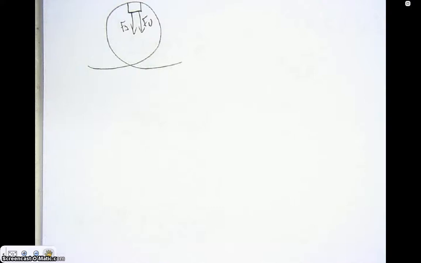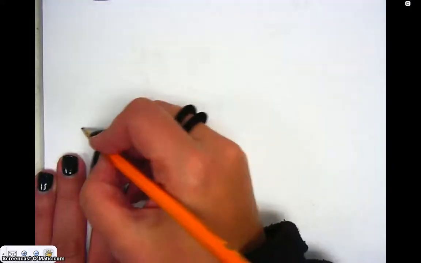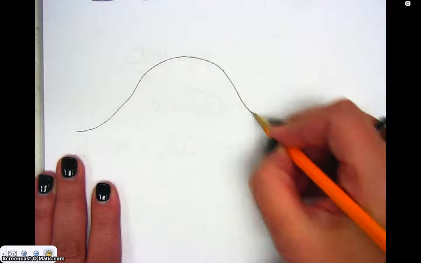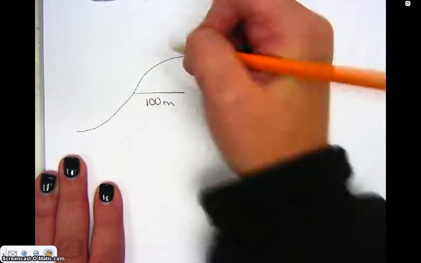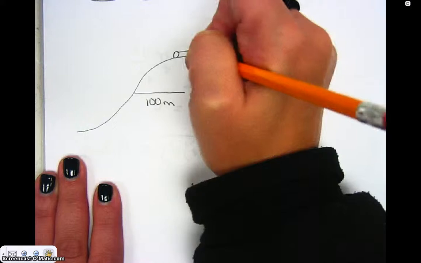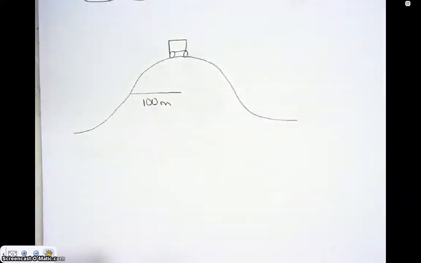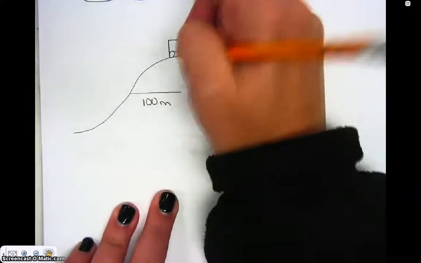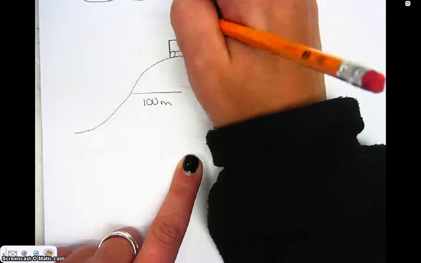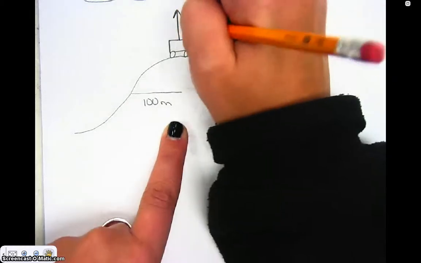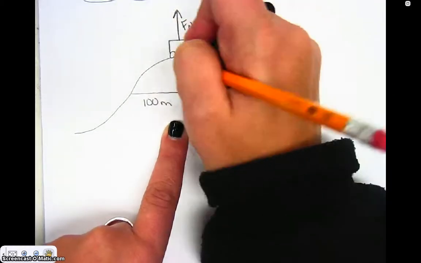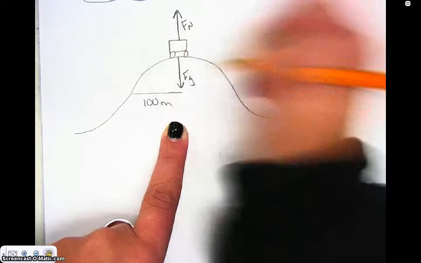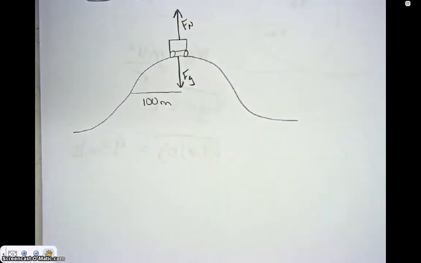Now in this problem we've got a car going up over the top of a hill. So you've got this scenario, and we know that the radius here is 100 meters. If we put the car here, at the very top we have normal force going up because the ground is pushing upwards on the car, and we've got gravitational force going down. So it's a little bit different of a scenario.